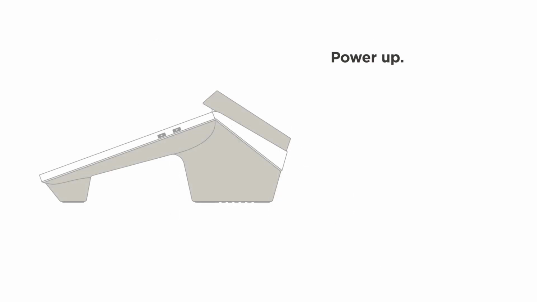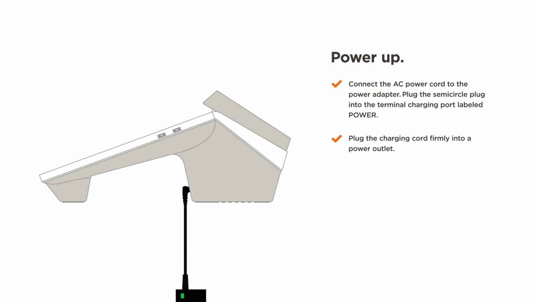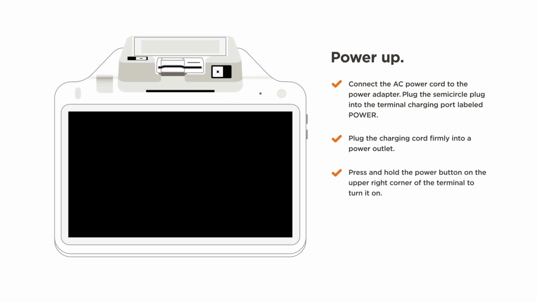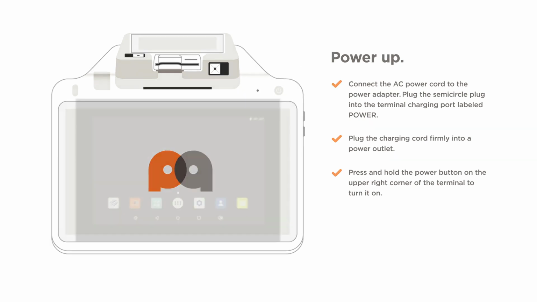Power up. Connect the AC power cord to the power adapter. Plug the semicircle plug into the terminal charging port labeled power. Plug the charging cord firmly into a power outlet. Press and hold the power button on the upper right corner of the terminal to turn it on.